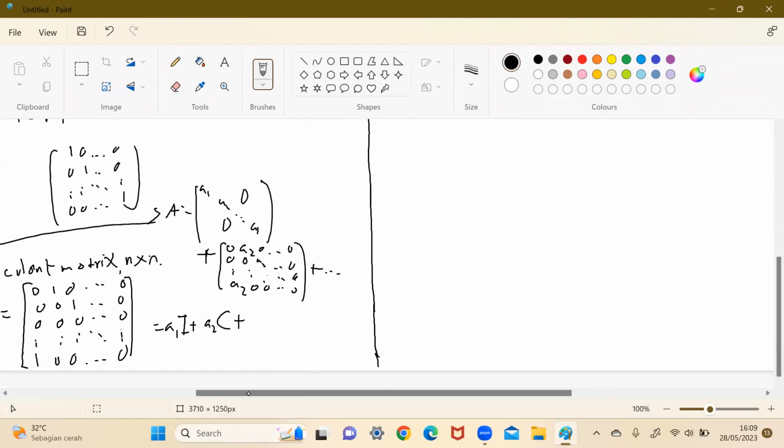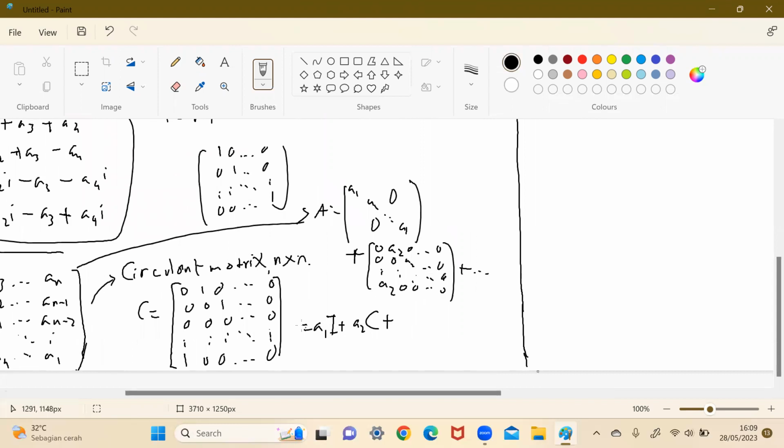And because of that, we can see that A can be written as a linear combination of I and the powers of C. Or maybe you can say the powers of C, like this is C to the power of 0, right? So this is A3 times C to the power of 2, A4 C to the power of 3, all the way to AN times C to the power of n minus 1. Or in summation form, this is this.